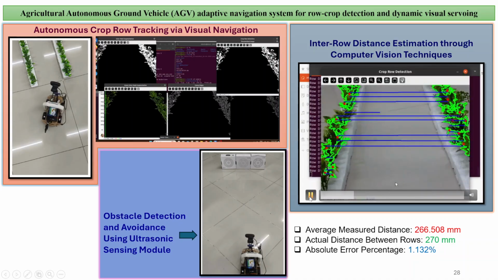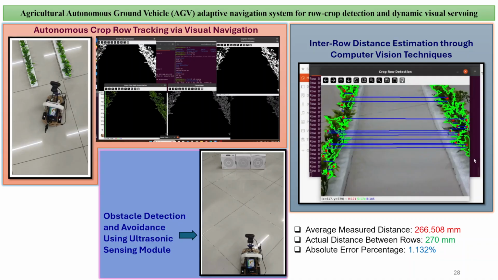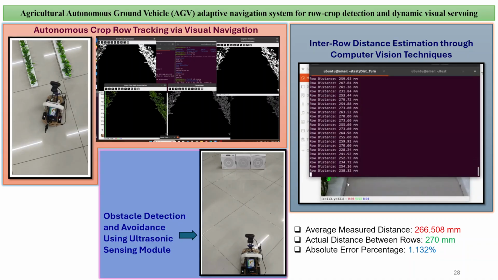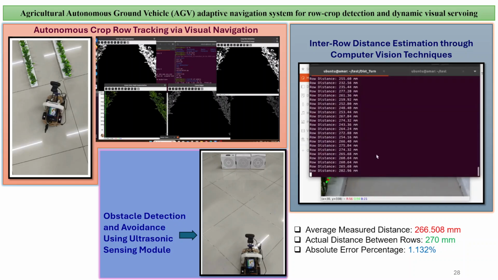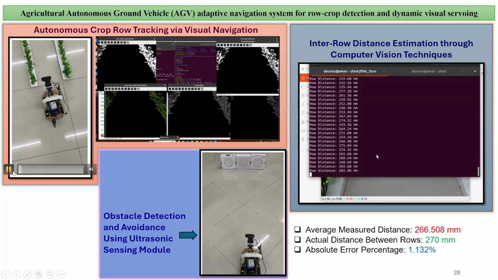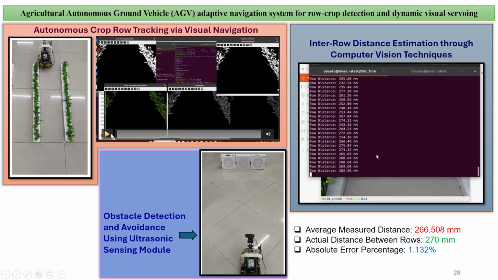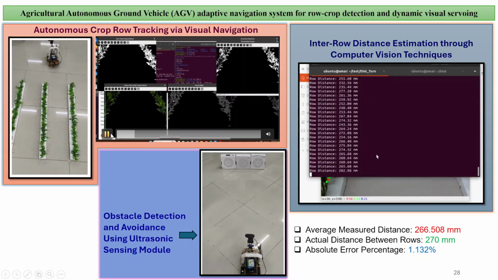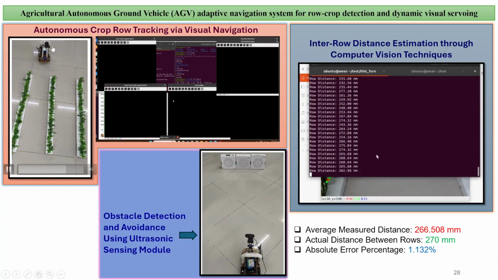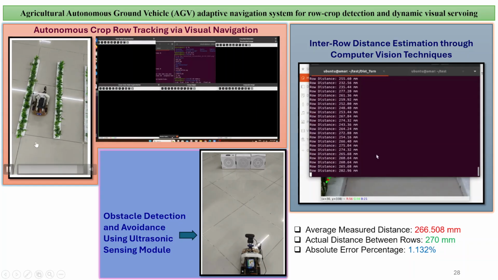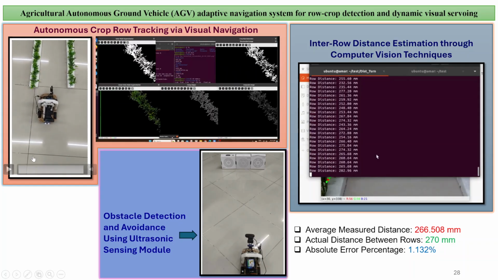So here you can see that through the application of computer vision, I am calculating the inter-row distance. After the inter-row distance is calculated, I am able to autonomously traverse within the rows of the crop and able to turn also, and this vehicle will come on its own.